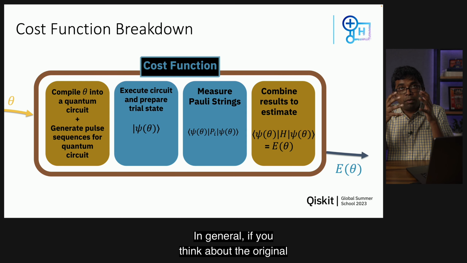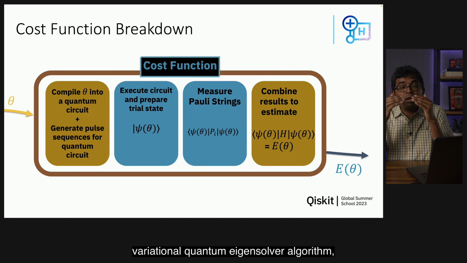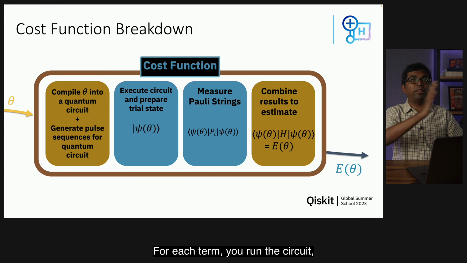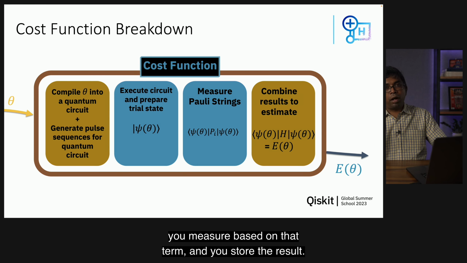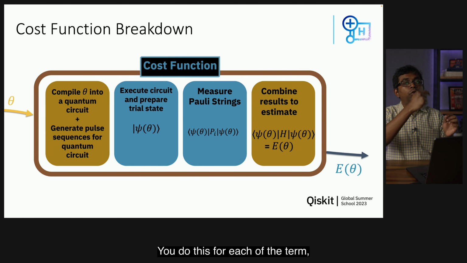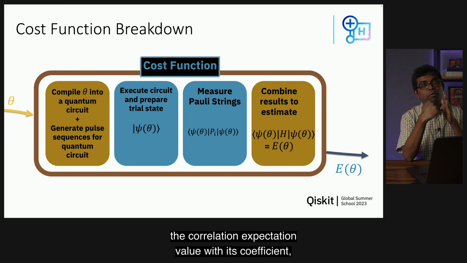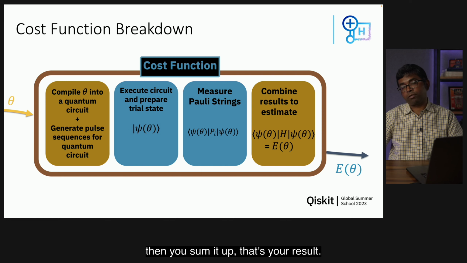In general, if you think about the original variational quantum eigensolver algorithm, you have this Hamiltonian, which is basically a bunch of x, y, and z terms. For each term, you run the circuit. You measure based on that term, and you store the result. You do this for each of the terms. Then for each term, you multiply the correlation expectation value with its coefficient. Then you sum it up. That's your result.